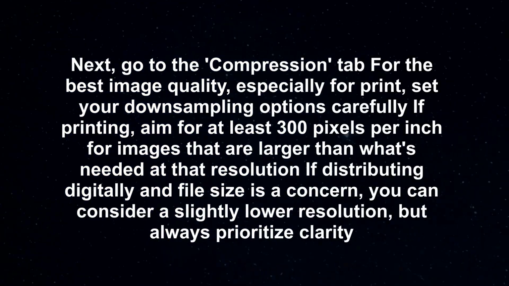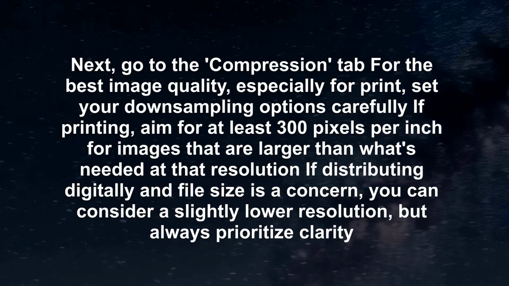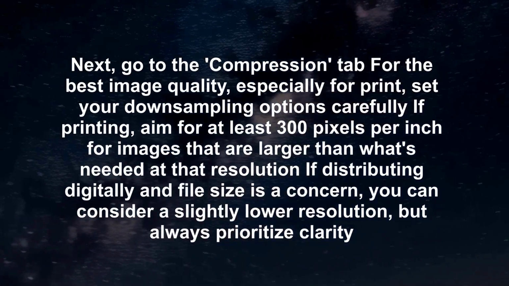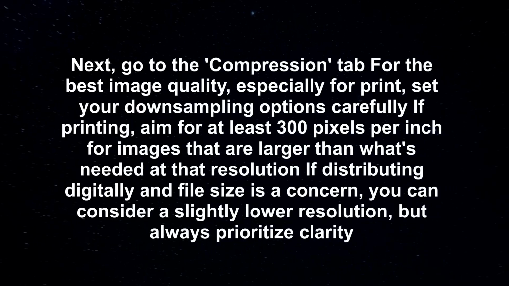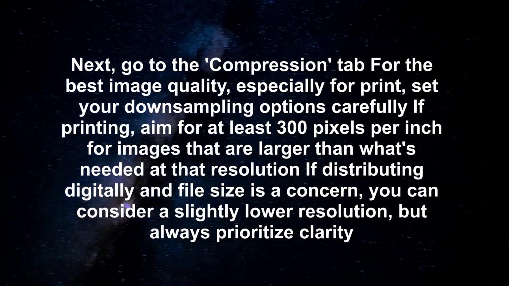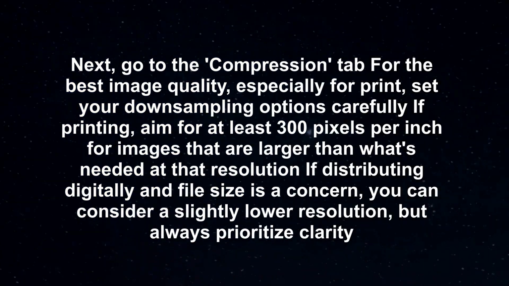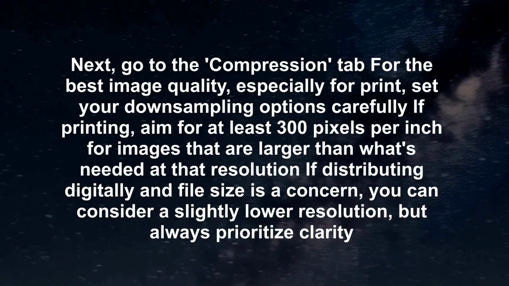Next, go to the Compression tab for the best image quality, especially for print. Set your downsampling options carefully if printing. Aim for at least 300 pixels per inch for images that are larger than what's needed at that resolution. If distributing digitally and file size is a concern, you can consider a slightly lower resolution, but always prioritize clarity.